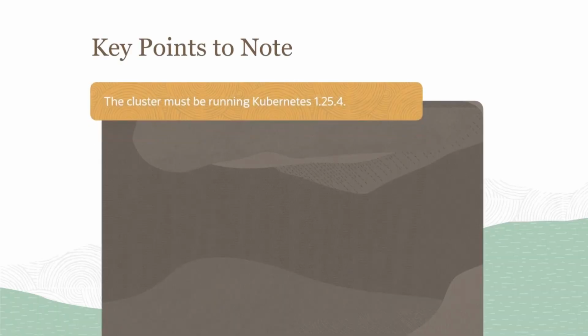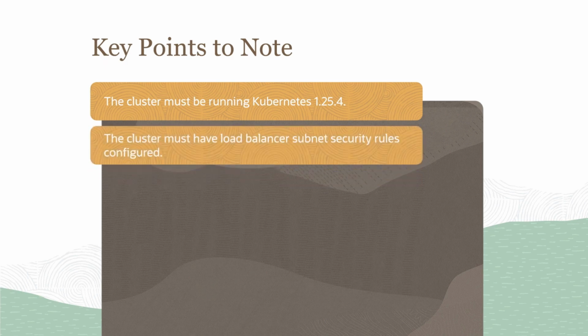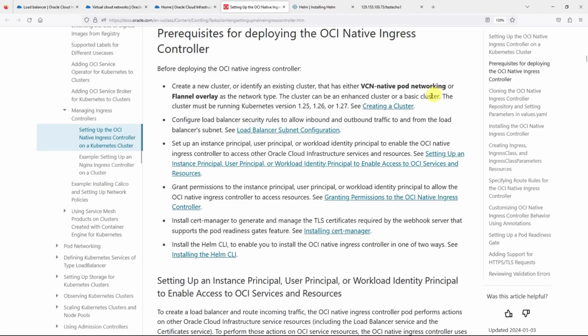Now let's take a look at some of the key points to note when using OCI native ingress controller. The Kubernetes cluster must be running Kubernetes version 1.25.4 or higher. The cluster must have load balancer subnet security rules configured, and this is very important. As you can read from the official documentation itself, the prerequisites mention that the load balancer security rules to allow inbound and outbound traffic to and from the load balancer subnet must be configured. And to view the ingress and egress rules, you can click on the given link.